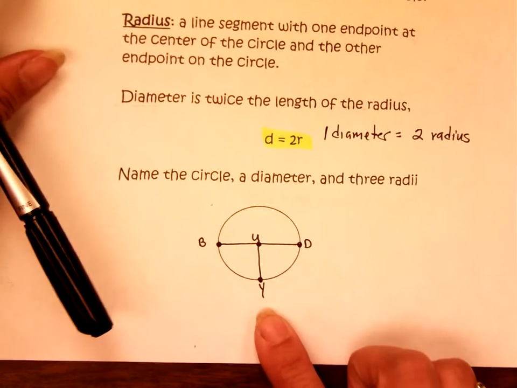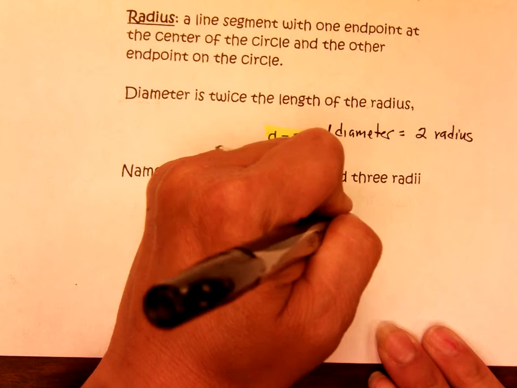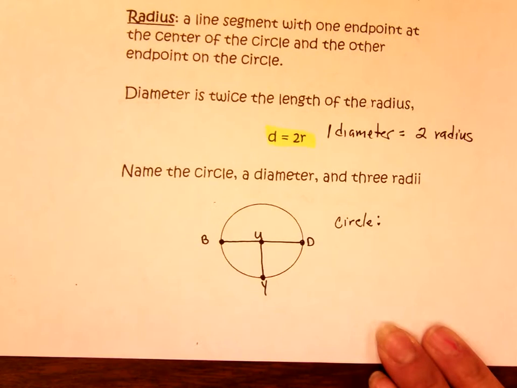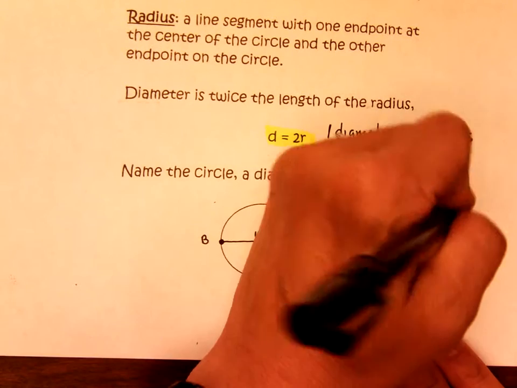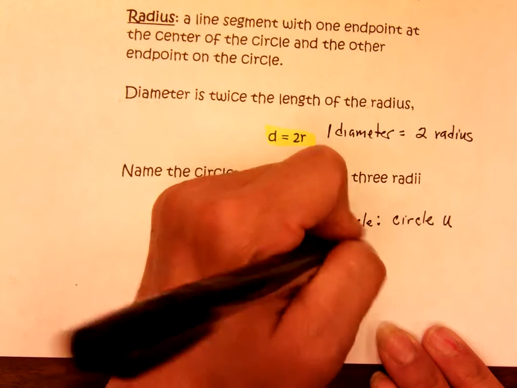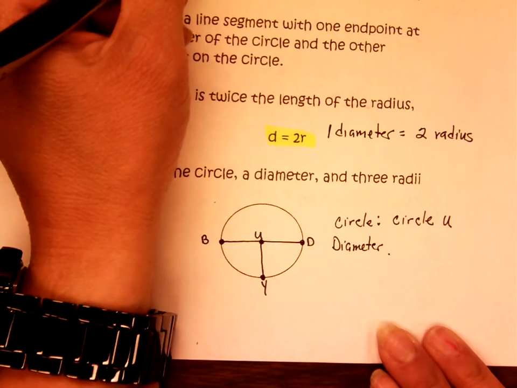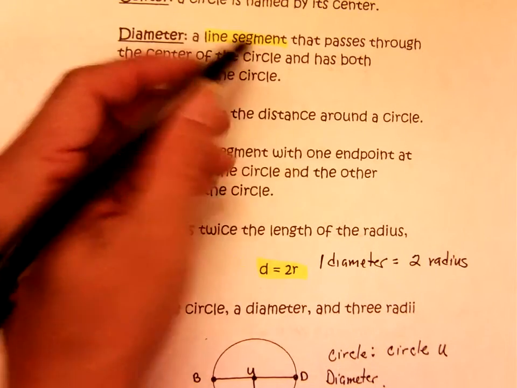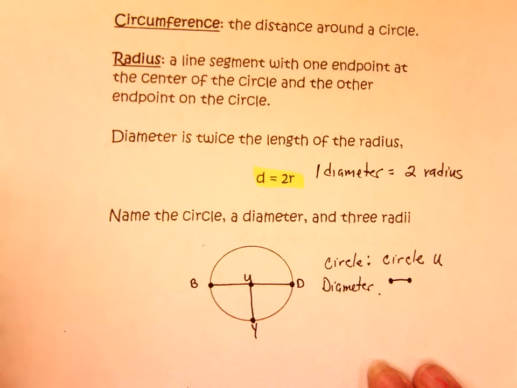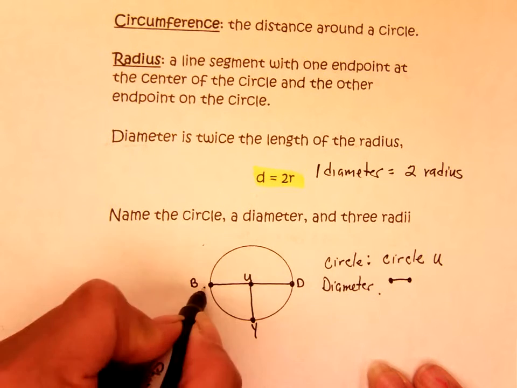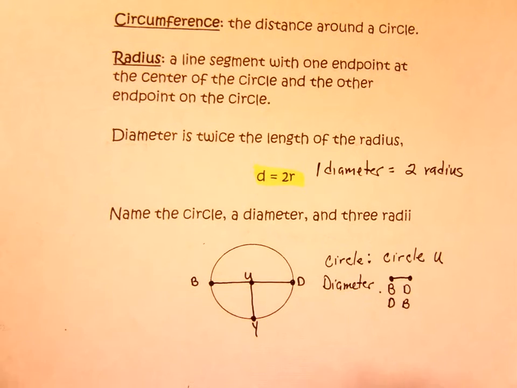Okay, so here we have B-U-D-Y, my last name, of course, Buddy. So here, to name a circle, you have to write circle, and it's the very center, so this would be circle U. Diameter is a line segment. Remember in the definition it says a line segment, so you have to write the line segment that goes from one end to the other end, so it would be line segment BD, or you could have line segment DB, doesn't matter.